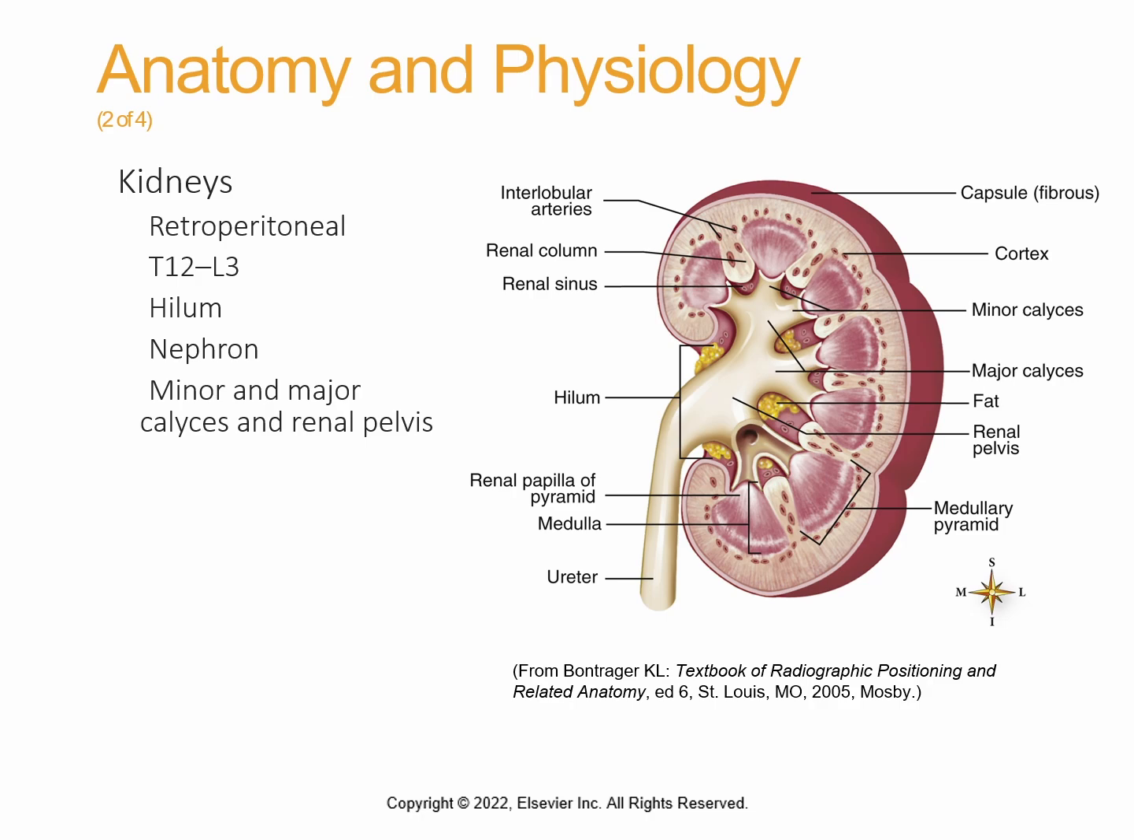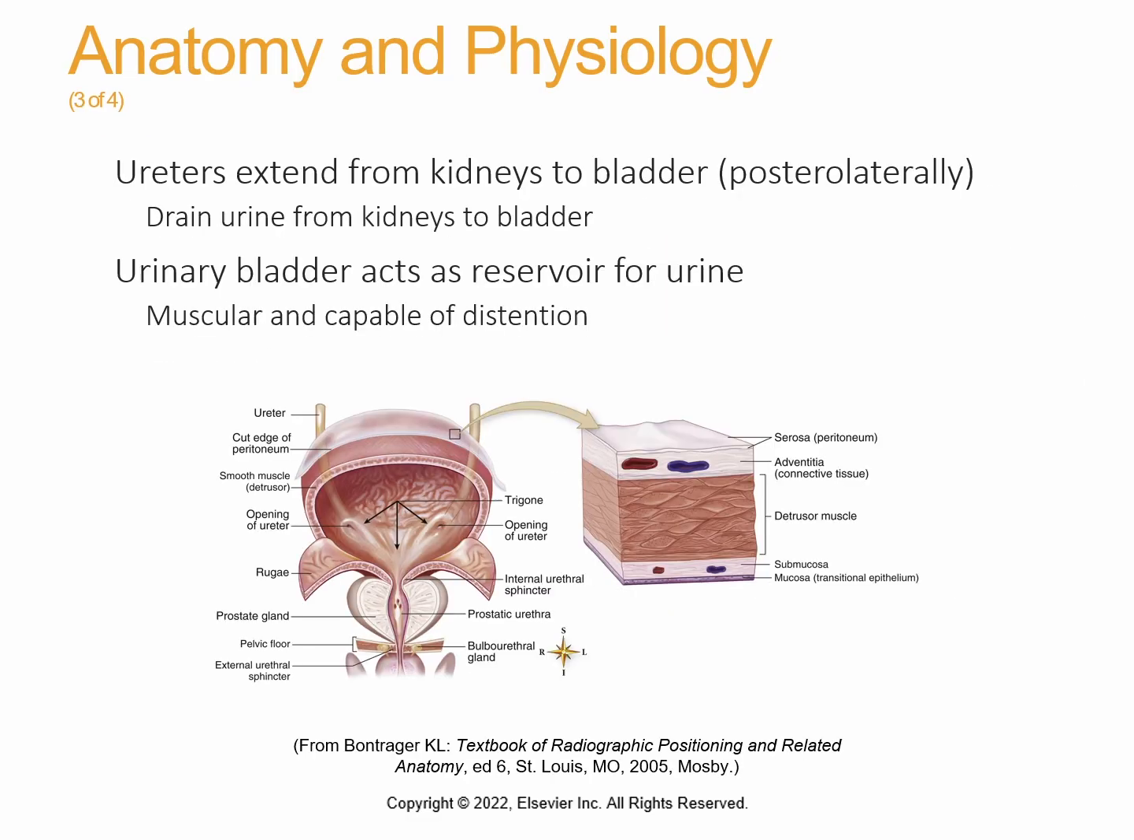The minor calyces join to form the major calyces, which combine to form the renal pelvis. This is referred to as the renal collecting system. This is more review. The ureters extend from the kidneys to the bladder and function to drain urine from the kidneys to the bladder. The urinary bladder acts as a reservoir for urine and is located behind the symphysis pubis.